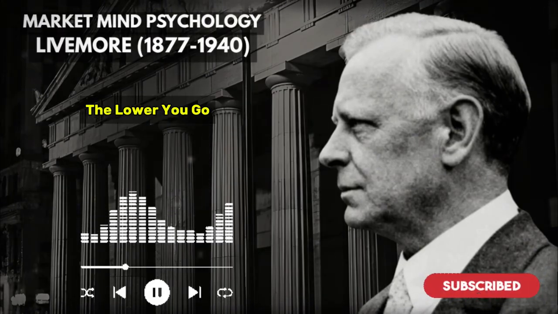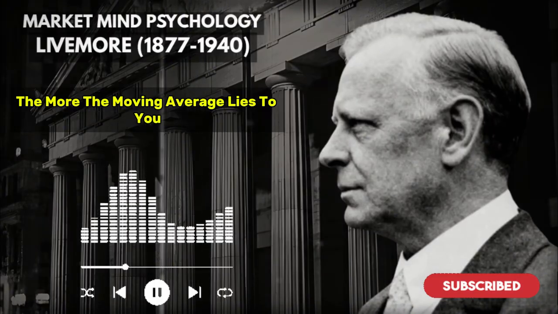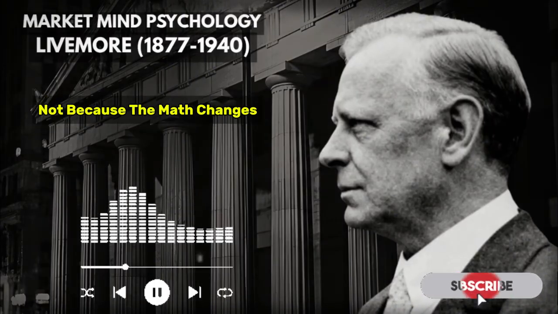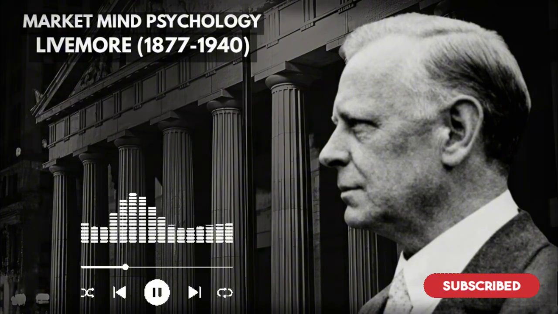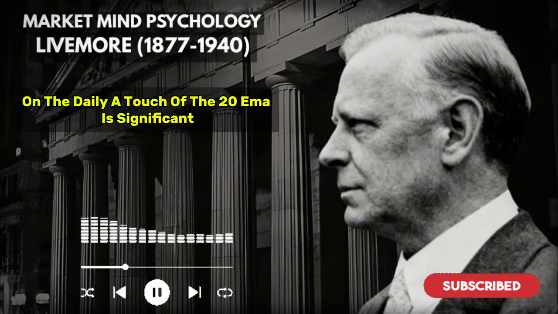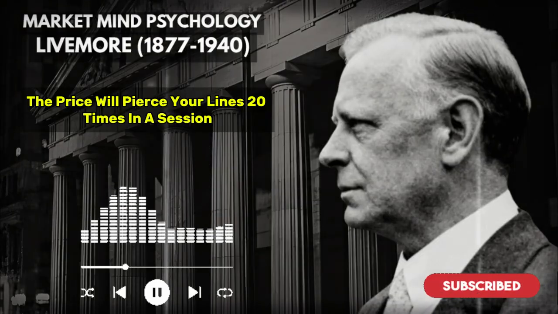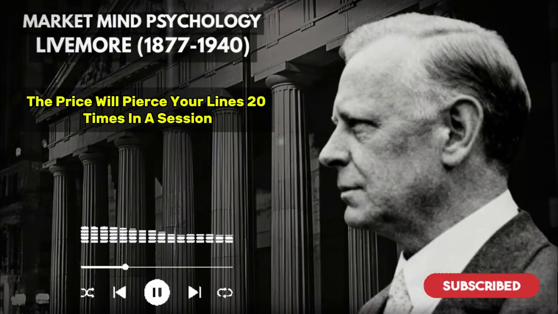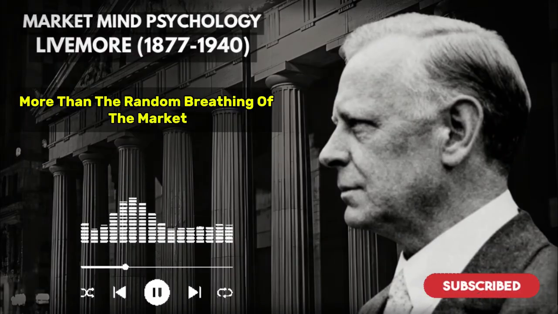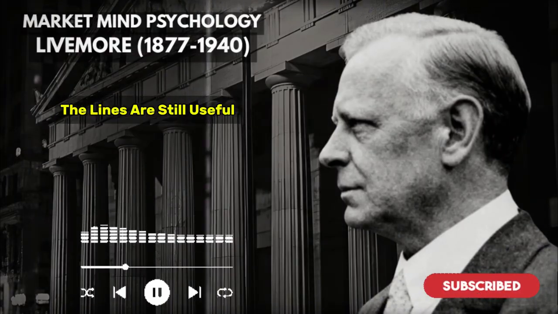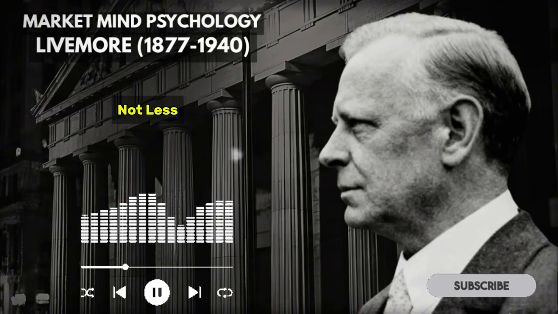And a word of caution as we go faster because it matters more with each floor we descend. The lower you go, the more the moving average lies to you. Not because the math changes, but because the noise grows. On the daily, a touch of the 20 EMA is significant. The market thought about it. On the 1 hour, the price will pierce your lines 20 times in a session for nothing more than the random breathing of the market. The lines are still useful, but they demand more confirmation, not less.